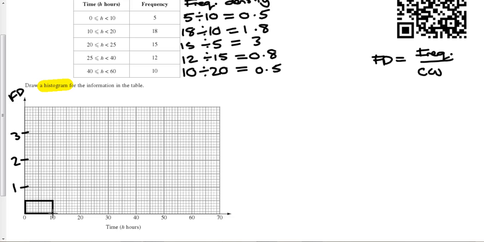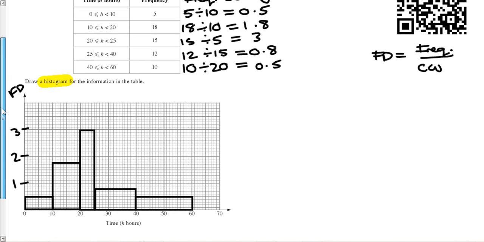The next group's also got a width of 10 and goes up to 1.8, and then the next group, which goes from 20 to 25, so is a thinner one, goes up to 3. Moving on to the next group, which is 15, because it goes from 25 to 40, and that goes up to 0.8. And then the final group from 40 to 60 is 0.5. So that's what your frequency density chart should look like, or essentially your histogram, but it's just because it's unequal widths, we have to use frequency density.